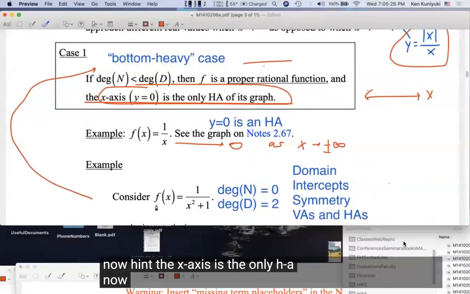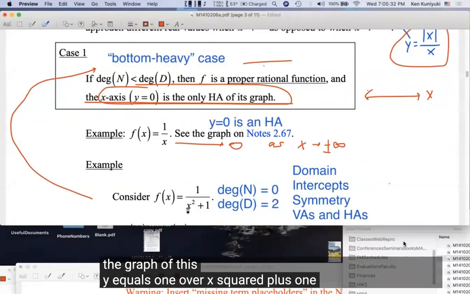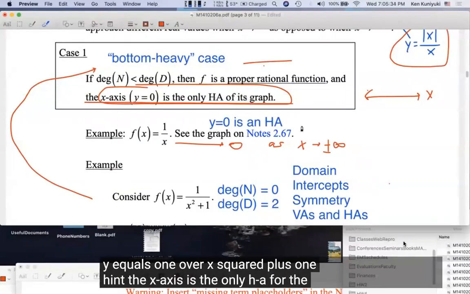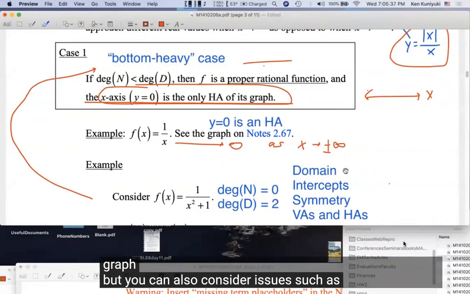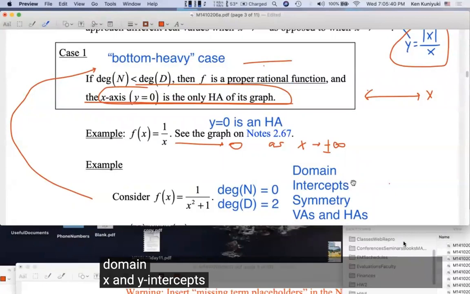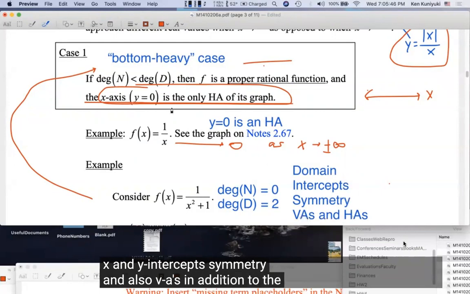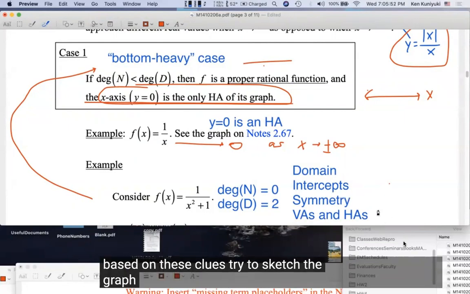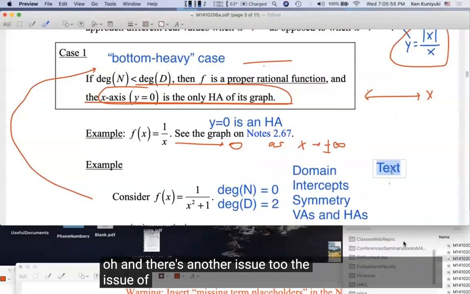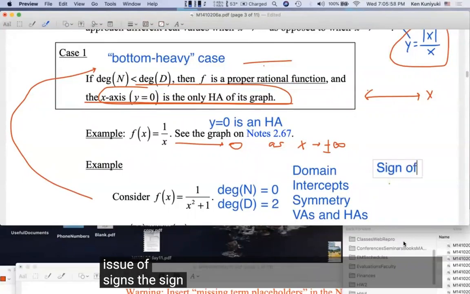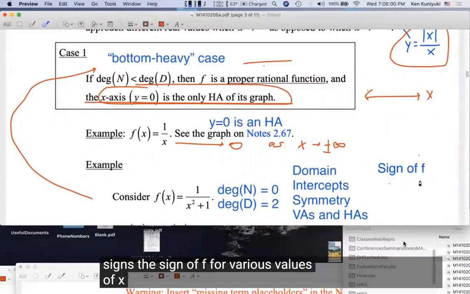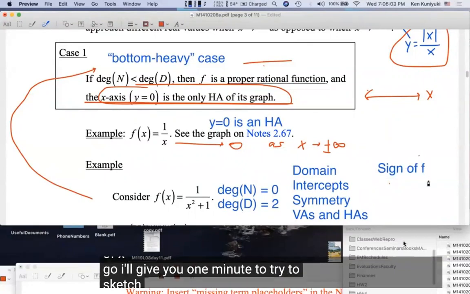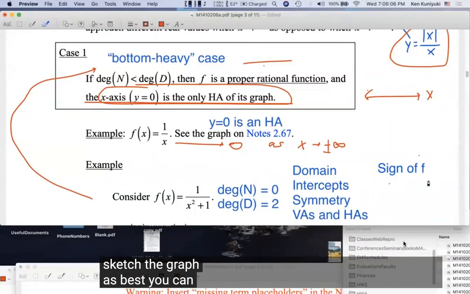Now, at this point, we can actually sketch the graph of this. y equals 1 over x squared plus 1. Hint, the x-axis is the only HA for the graph, but you can also consider issues such as domain, x and y intercepts, symmetry, and also VAs, in addition to the HA we discussed. Based on these clues, try to sketch the graph. Oh, and there's another issue too, the issue of signs. The sign of f for various values of x. Go. I'll give you 1 minute to try to sketch the graph as best you can. We have some key hints here.